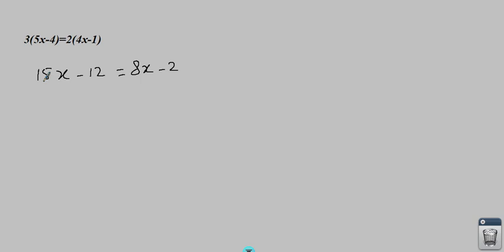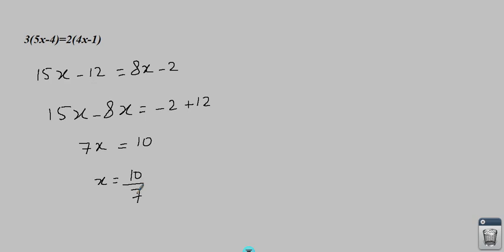Now collect the x terms on one side. Let's say we want to collect them on the left hand side. We have 15x minus 8x equals negative 2 plus 12. This gives us 7x equals 10, and so x equals, dividing both sides by 7, 10 over 7.